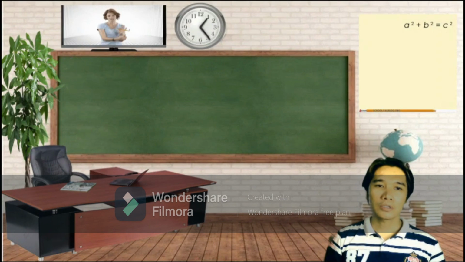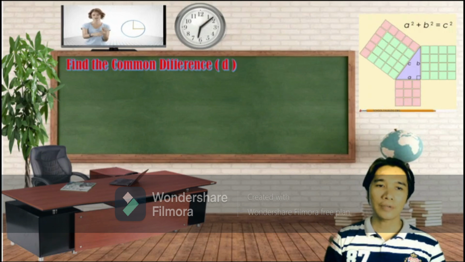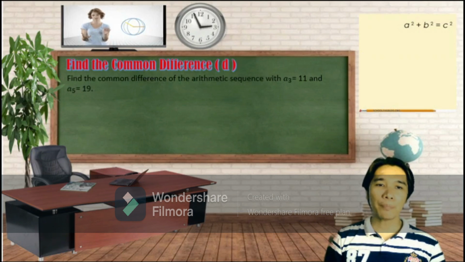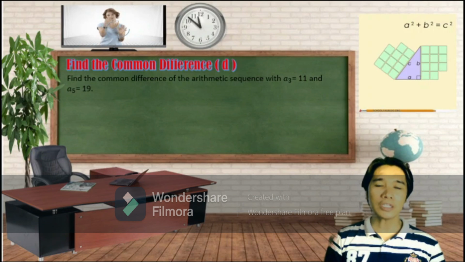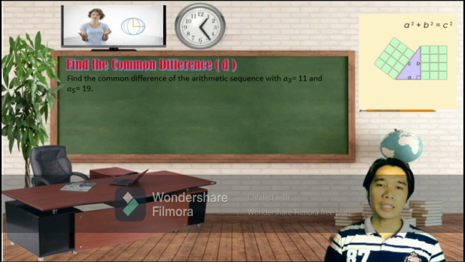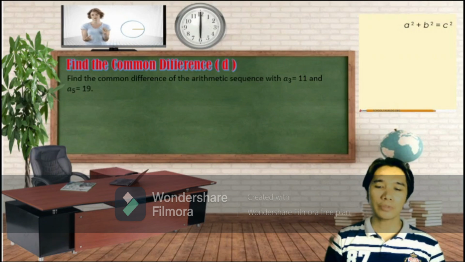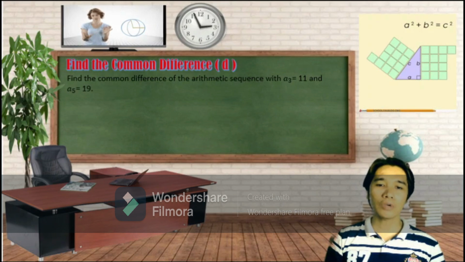Okay? So this time, let us find the common difference D. Given the problem, find the common difference of the arithmetic sequence with the given a sub 3 is equal to 11 and a sub 5 is 19. So we have here a problem with two non-consecutive terms. Okay, so we cannot identify the common difference easily.